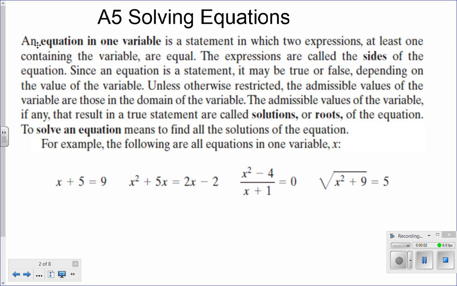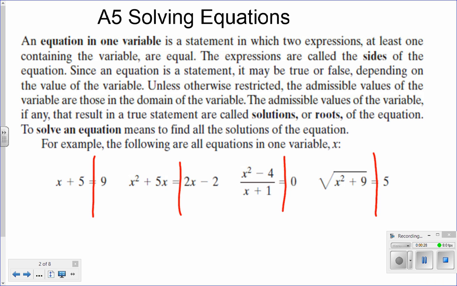Right, solving equations, A5. All right, mathletes. Here we're talking about solving equations, and we're not just going to be doing linear equations like we have here that you should be familiar with from Algebra 1 and geometry type stuff, but we're going to get into quadratics, rational functions, and eventually into radical type functions.